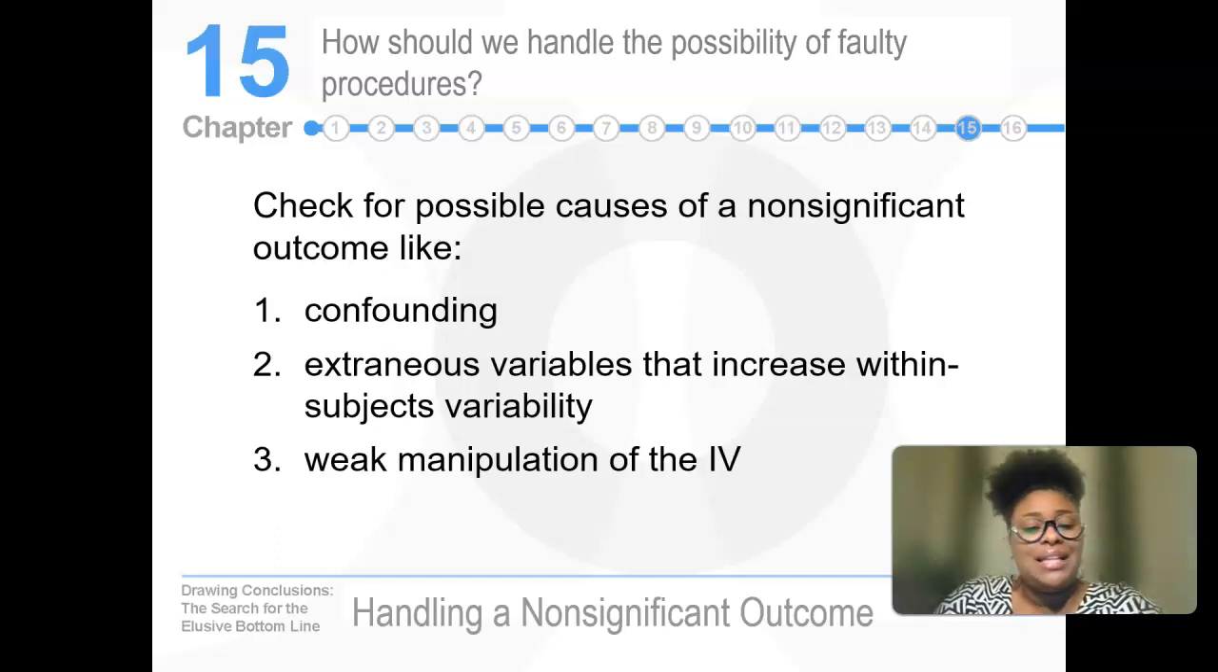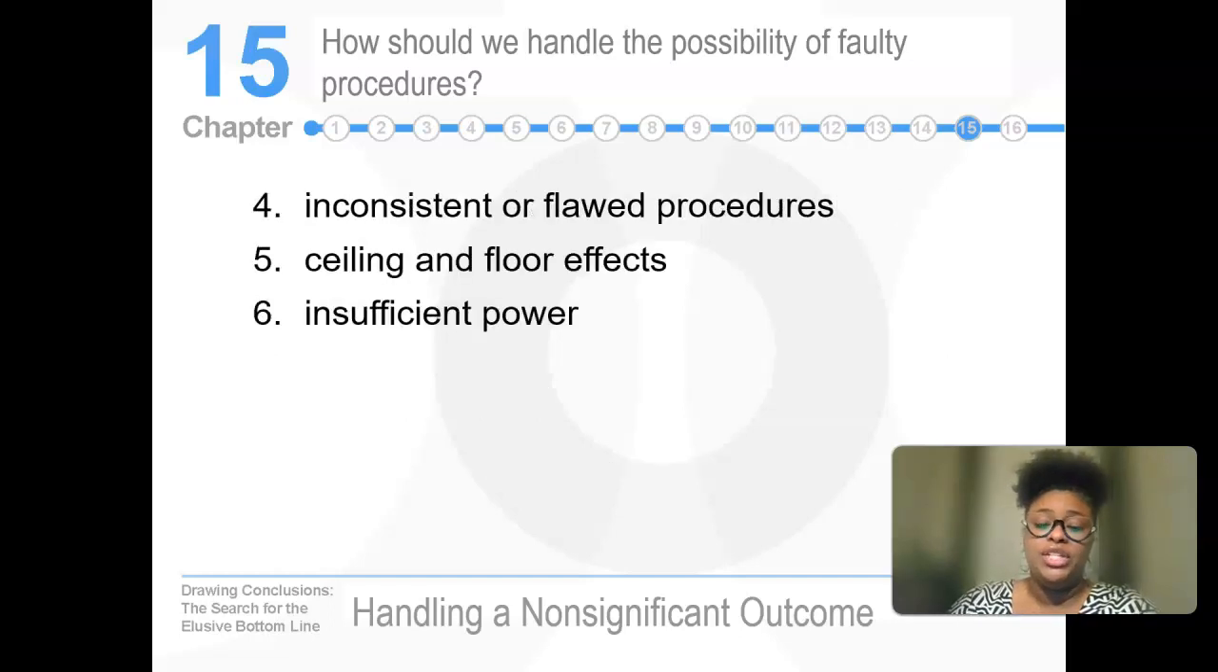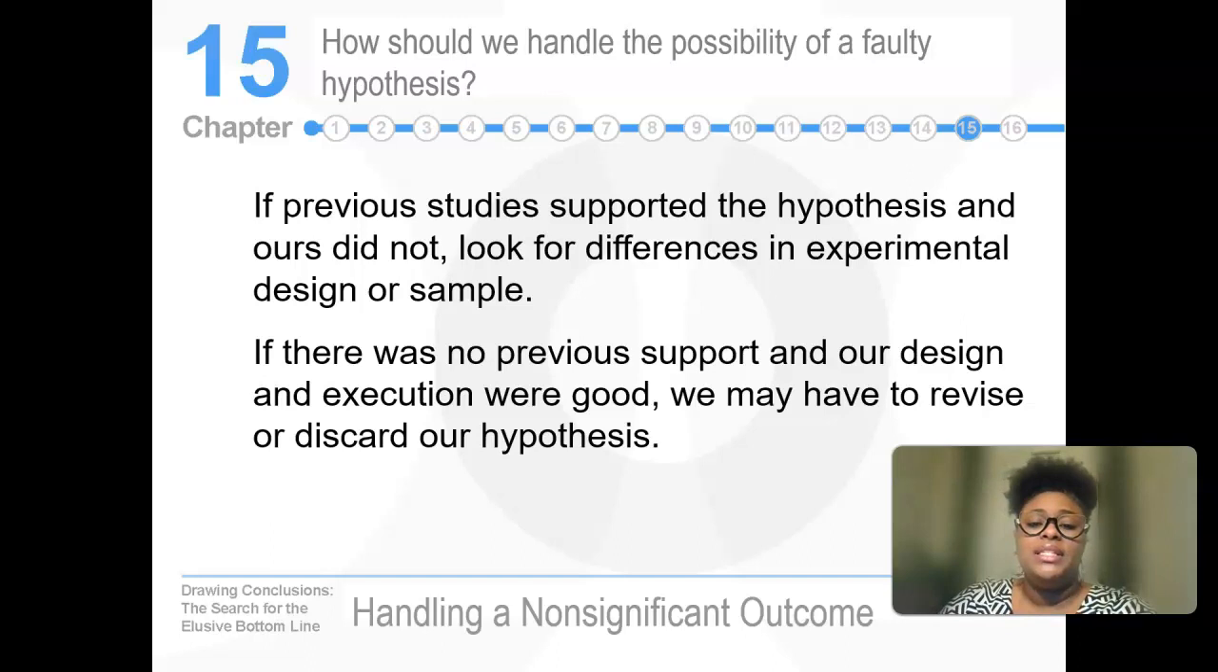So check for possible causes of non-significant outcomes like confounding variables, extraneous variables that increase within-subjects variability, weak manipulation of the IV, inconsistent or flawed procedures within our experiment, ceiling and floor effects, and insufficient power. If previous studies supported the hypothesis and ours did not, let's begin to look for differences in experimental design or sample. If there was no previous support and our design and execution were good, we may have to revise or possibly discard our hypothesis and start again to ensure that our data can be replicated and that it's observable and that we can indeed find use of our experimental research. And that concludes the end of this chapter.